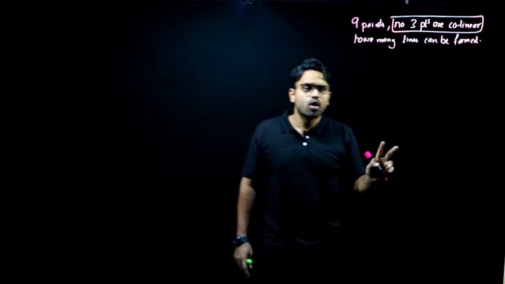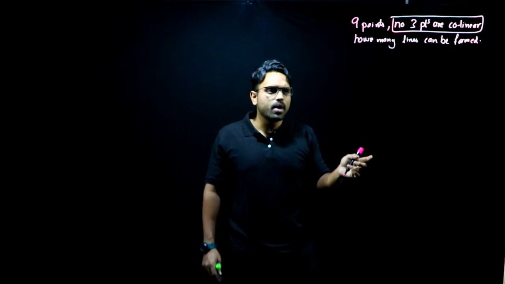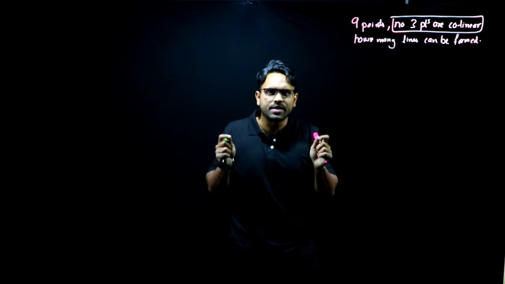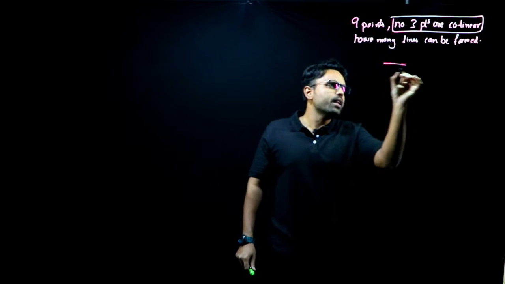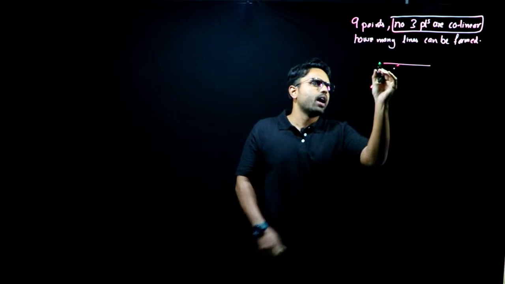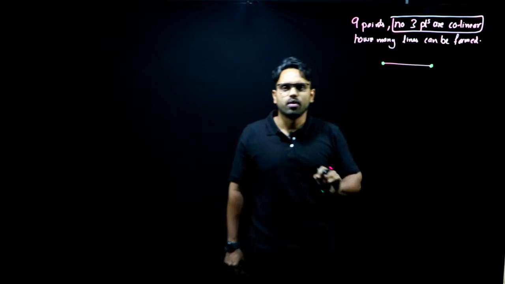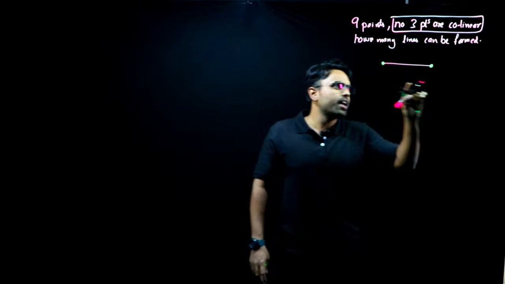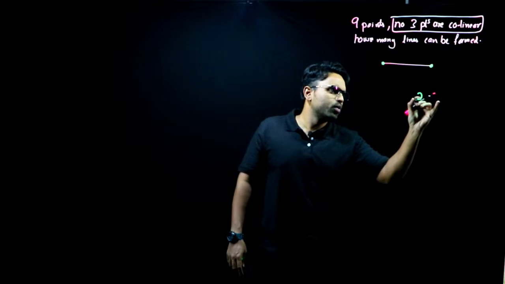2 can be collinear. To form a line, how many points do I need, guys? To form one line, how many points do I need? I need 2 points. Yes. To form a line, I need 2 points.